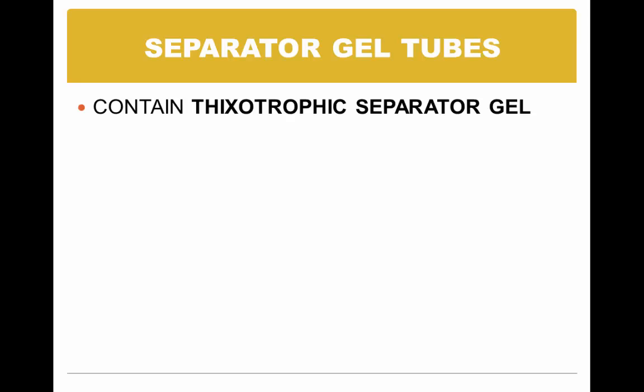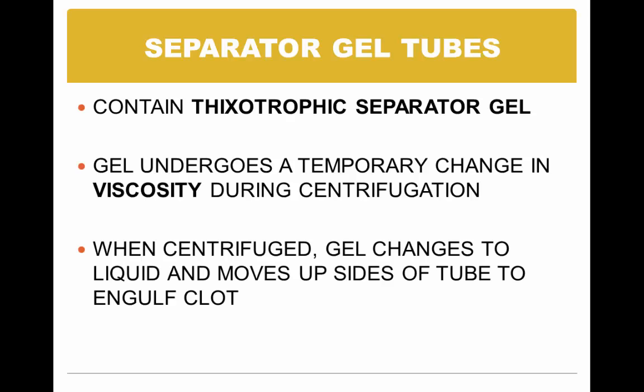Separator gel tubes. They contain thixotropic separator gel. The gel undergoes a temporary change in viscosity during centrifugation. So when centrifuged, the gel changes to liquid and moves up the sides of the tube to engulf the clot. Okay. So the gel separates the clot and or the cells from the serum or plasma. It's most commonly the tiger top tube.